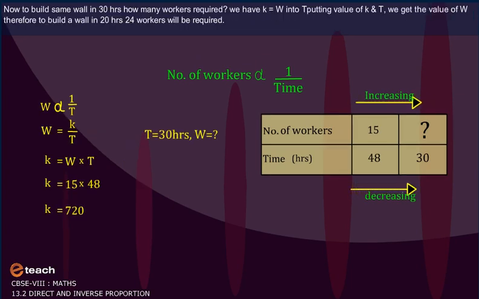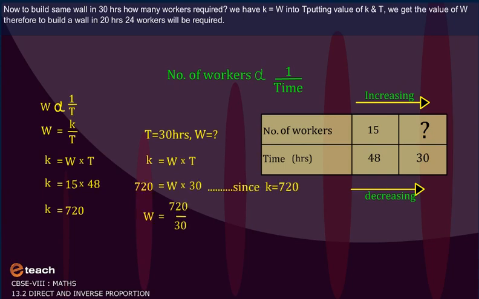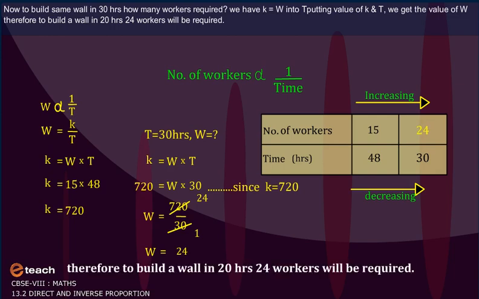Now, to build the same wall in 30 hours, how many workers are required? We have K is equal to W into T. Putting the values of K and T, we get the value of W. Therefore, to build a wall in 30 hours, 24 workers will be required.